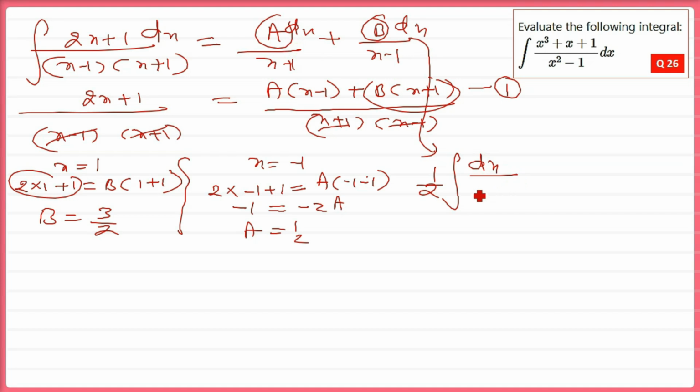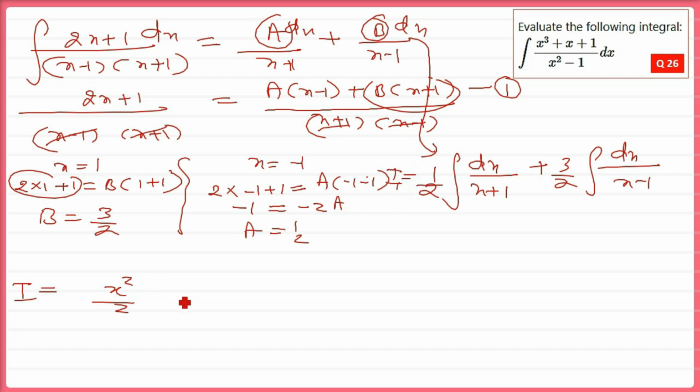So half I am taking outside. dx by x plus 1, and that is 3 by 2 integration of dx by x minus 1. So we have x square by 2 already. If you remember, I1 was this one, but I was x square by 2 plus I1. So I1 I am now writing half. This will be log modulus of x plus 1, and this will be 3 by 2 log modulus of x minus 1 plus constant of integration.